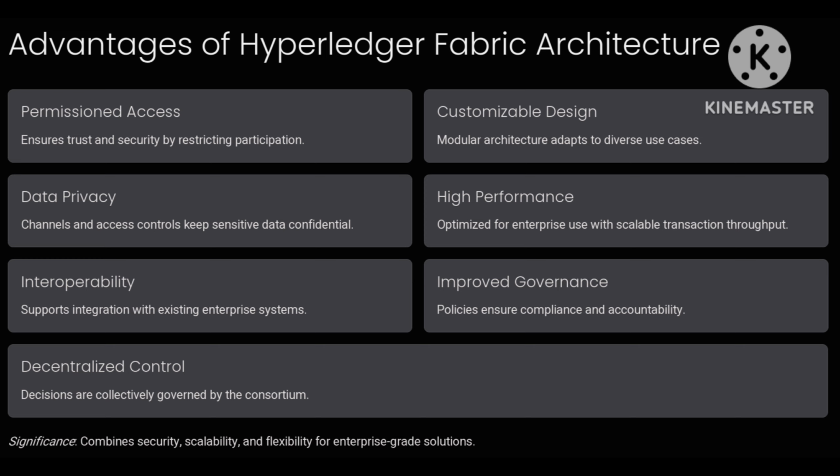High performance, optimized for enterprise needs with scalable transaction throughput. Interoperability, integrates with existing enterprise systems. Improved governance, policies ensure compliance and accountability. Decentralized control, decisions are shared among consortium members. Significance. These features make Hyperledger Fabric ideal for industries that require secure, scalable, and private blockchain solutions.